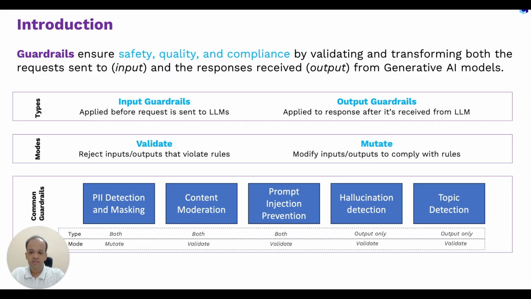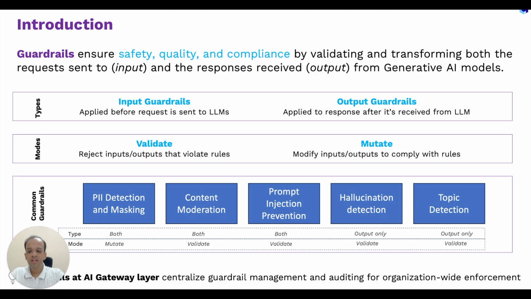And we already discussed the modes. Now, guardrails at the AI gateway layer are very crucial because they centralize the guardrail management and configuration as well as auditing for the entire organization. So as an organization, if you're using generative AI, at the AI gateway layer, you can configure certain role-based access controls to which teams are in need of which particular guardrails, which are crucial and important for those teams.